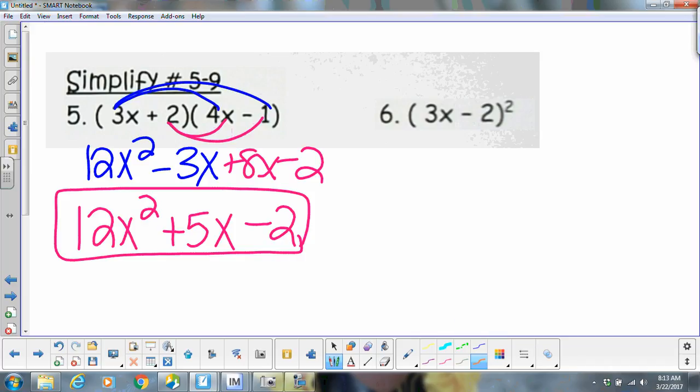Over here with number 6, remember on the square, you just write it twice, and then we're going to do the same process.